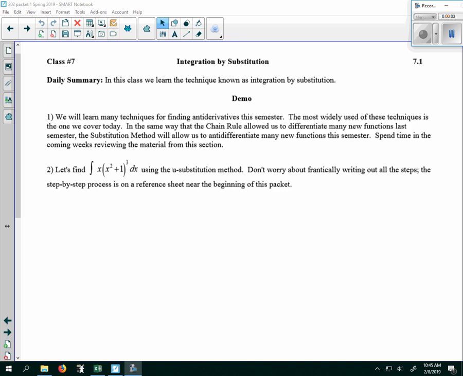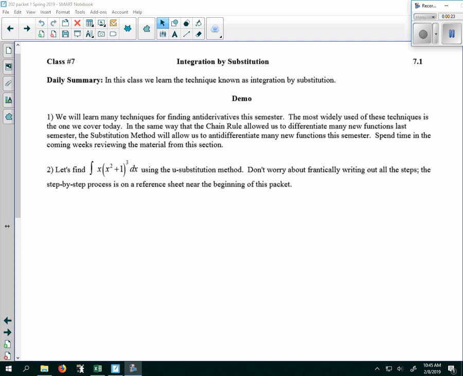In this class, we're going to learn the technique known as integration by substitution. So we're going to learn many techniques for finding antiderivatives this semester. The most widely used of all of these techniques is the one we cover today. It's the one that if you can't immediately do it, this is the first thing you should try.